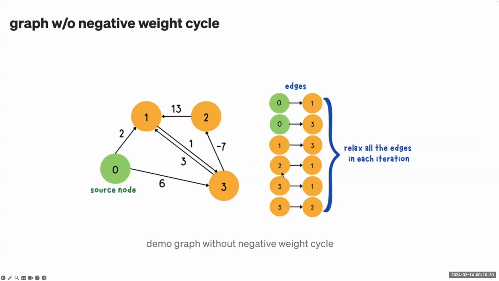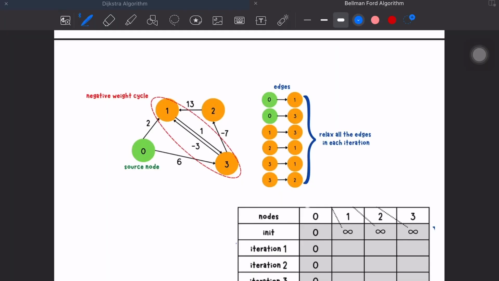So this part is for the graph without a negative weight cycle. So this part is with a negative weight cycle. So how do we check whether we have this negative weight cycle? We have to check one more time. That is, we have to check V times. V is the number of vertices.